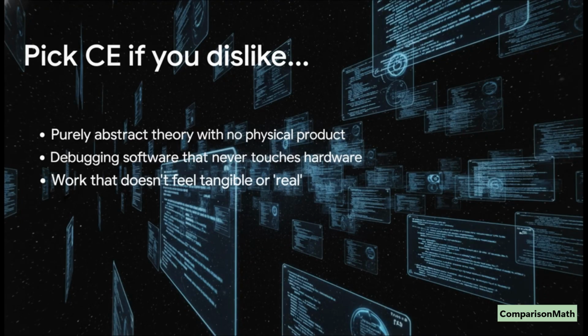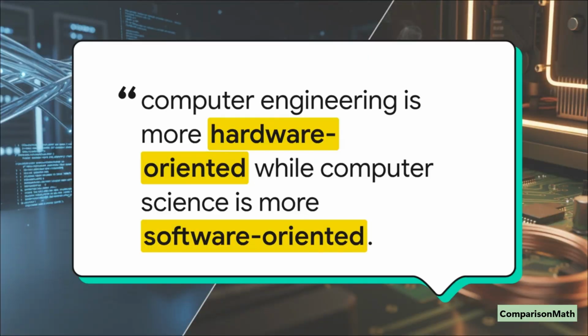But what if the opposite is true? Well, you should probably pick computer engineering if purely abstract theory with no physical result just leaves you cold. If you hate debugging code that doesn't interact with hardware, or you just want to create something that feels real, something you can actually hold, then CE is probably for you. And this brilliantly illustrates the final choice. Both fields are essential, but they appeal to different problem-solving personalities.